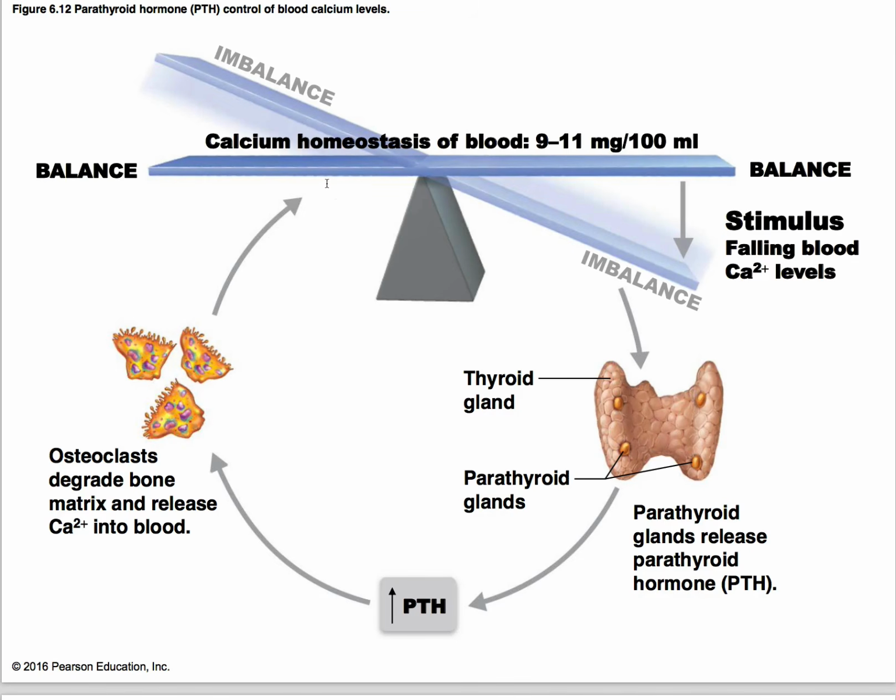So when you're looking at this slide over here, essentially it's showing that there's a negative feedback going on. Remember, calcium homeostasis of blood needs to be between 9 to 11 milligrams per 100 milliliters. So when the blood calcium levels fall, when you have an imbalance, the stimulus is the falling of blood calcium levels. It will cause the parathyroid glands, which are found on the posterior aspect of the thyroid gland, to secrete parathyroid hormone. Parathyroid hormone is going to trigger the osteoclasts to start breaking down the bone matrix. When the bone matrix is broken down, calcium gets liberated into the blood, and the blood calcium levels go up. Once the blood calcium levels go up, then it's balanced. Your body will stop sending signals for the parathyroid glands to secrete their hormone.